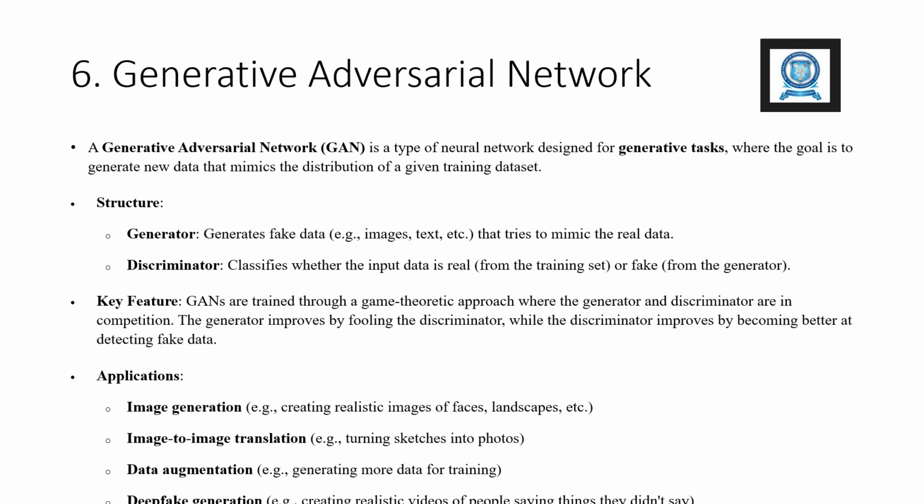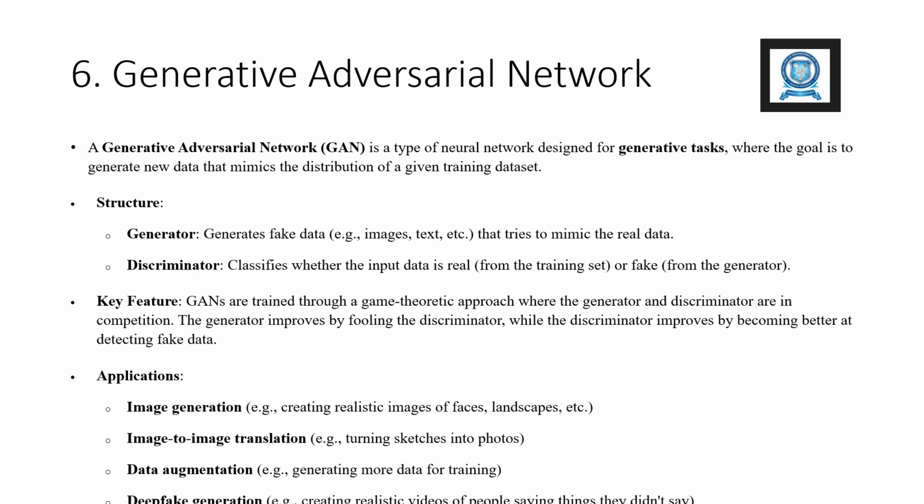Next model is generative adversarial network. A GAN is a type of neural network designed for generative tasks where the goal is to generate new data that mimics the distribution of a given training data set.